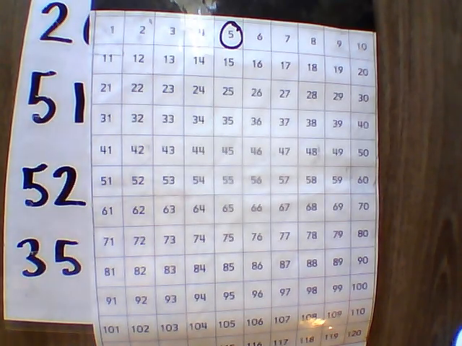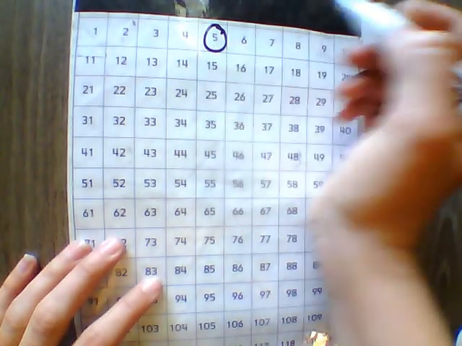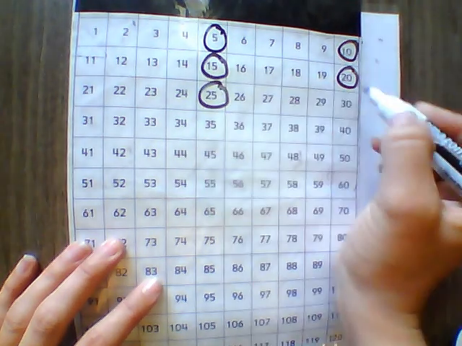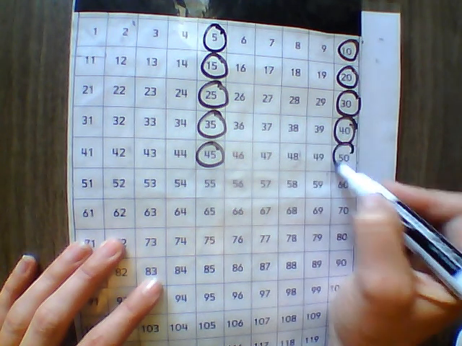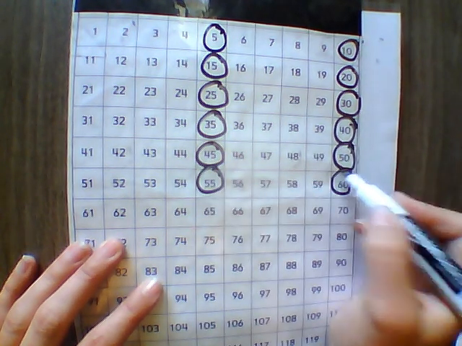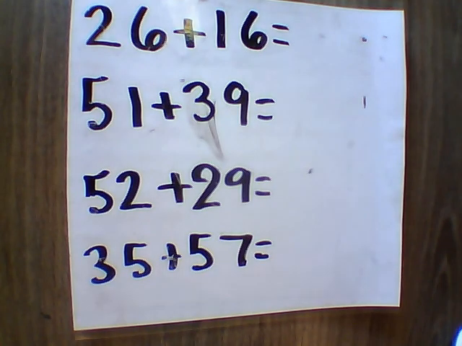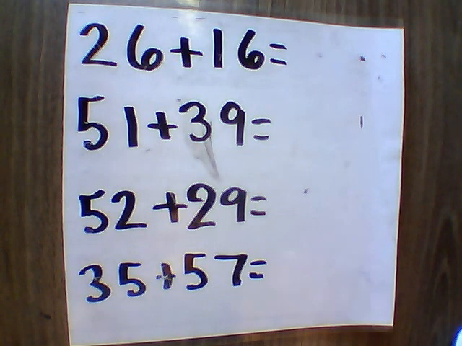Alright, so today we're going to count by 5s again, so count with me. 5, 10, 15, 20, 25, 30, 35, 40, 45, 50, 55, 60. And now we're going to move on to our equations. So pause the video and complete those now. Go.